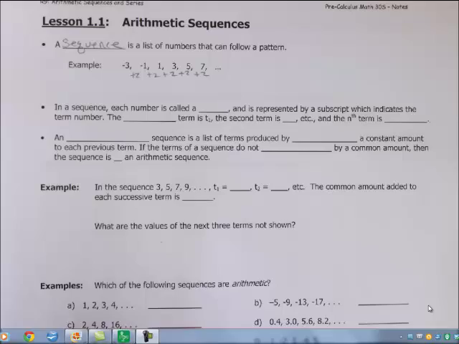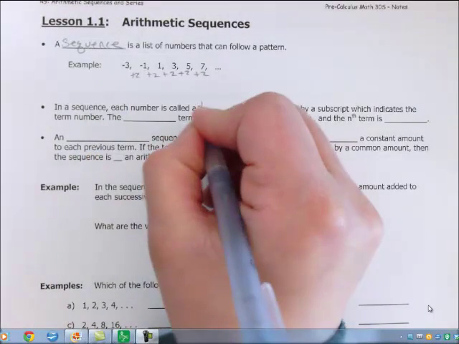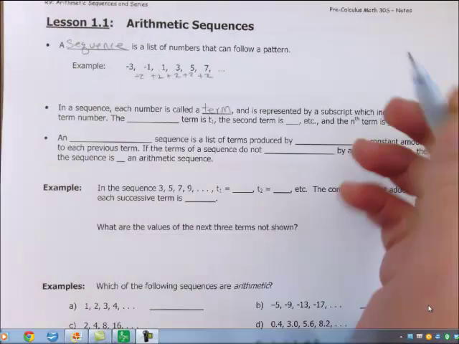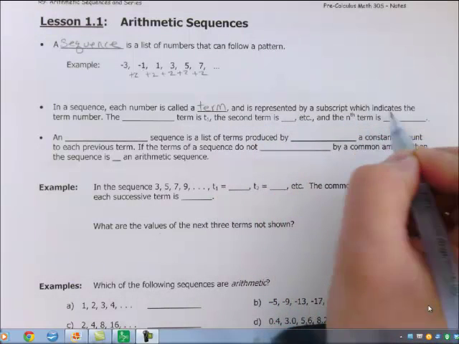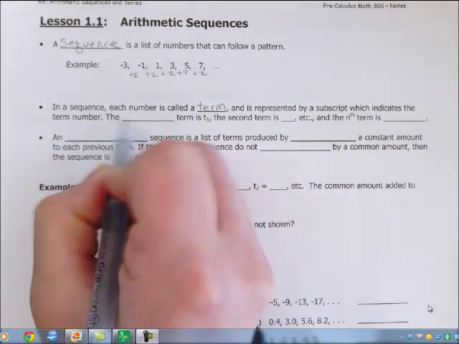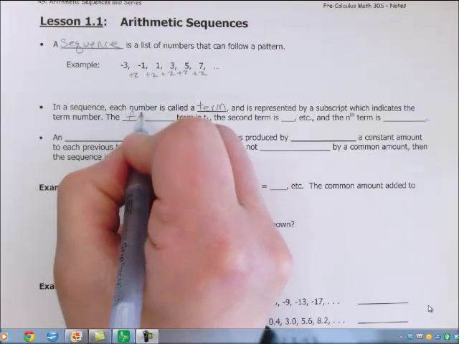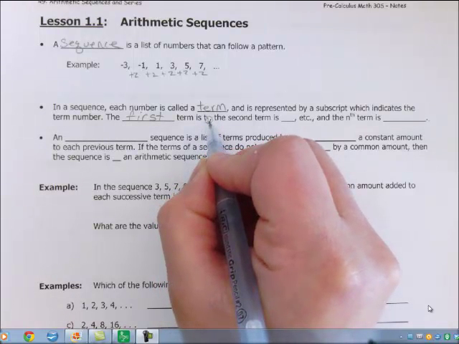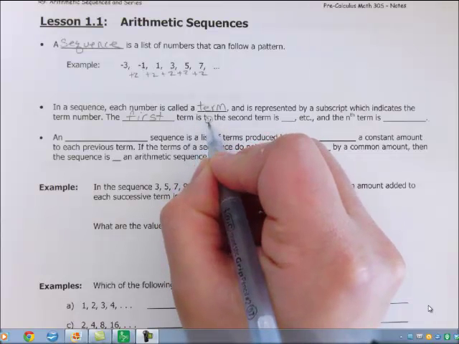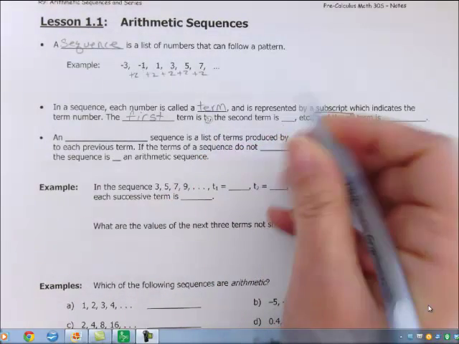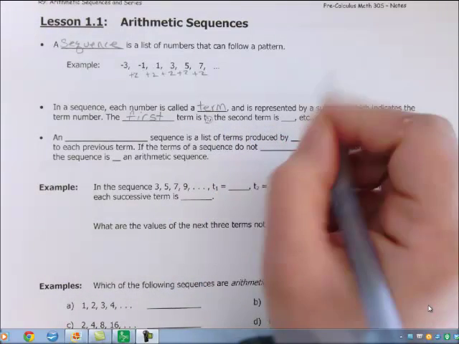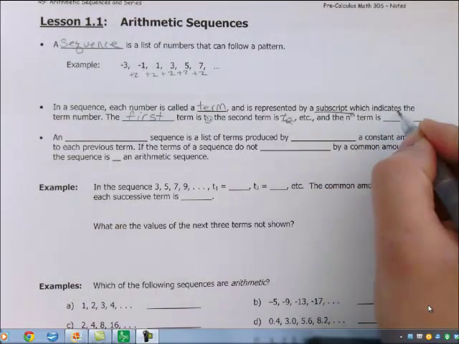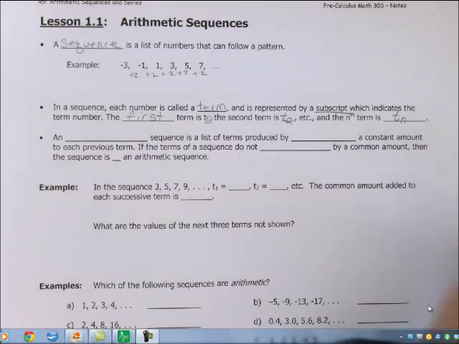In a sequence, each number is called a term. So this is a term, this is a term, this is a term, and it is represented by a subscript which indicates the term number. The first term is T subscript 1. You see right here how that 1 is written smaller than the T and lowered a little bit. That's called a subscript. The second term is denoted by T with a little 2 subscript, and the nth term is T with the n as a subscript.